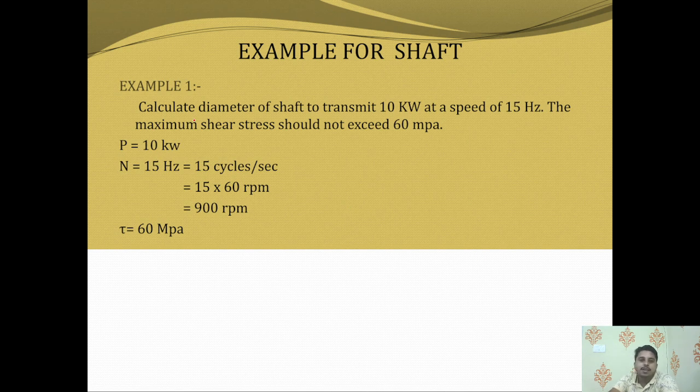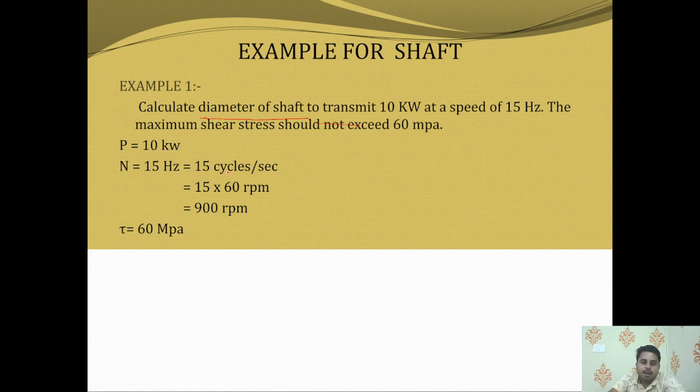So what is being asked by this example? Let us see. Calculate the diameter of the shaft. So we have to calculate the diameter of the shaft. Let us go through the next line. Calculate the diameter of the shaft to transmit 10 kilowatt at a speed of 15 Hz. The maximum shear stress should not exceed 60 megapascal. So here P is given as 10 kilowatt, N is 15 Hz.